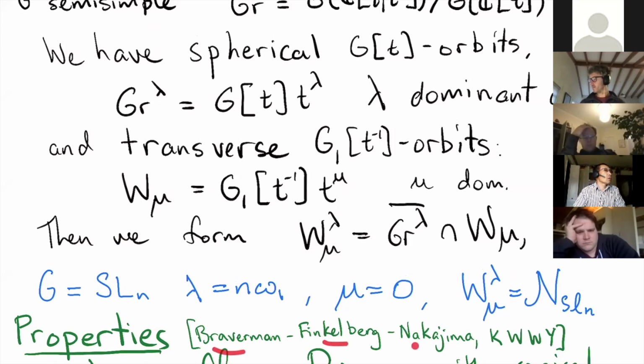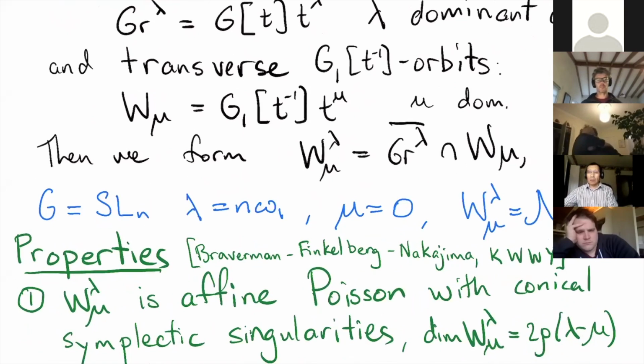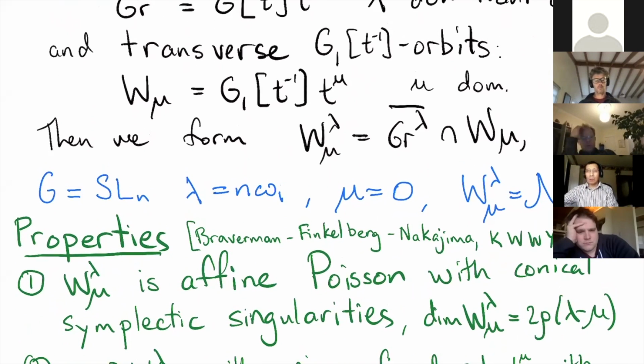So Braverman, Finkelberg, and Nakajima, and then myself with Weeks, Webster, and Jacobi. So the first nice property is that, as I mentioned, it's an affine variety, singular. It carries a Poisson structure. The origin of the Poisson structure comes from a Poisson structure on the affine Grassmannian, which comes from the Manin triple involving this loop group and this base loop group where it's the algebra. So it's an affine Poisson variety and has nice singularities.